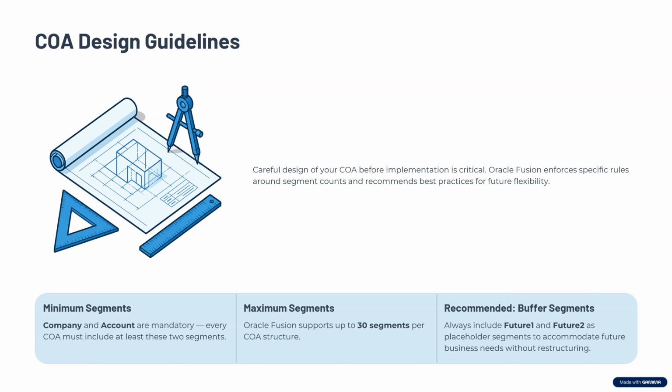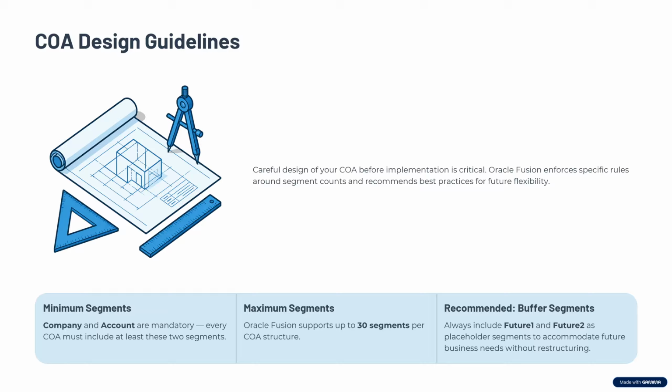How will the COA design be decided? Previously we discussed the segments, meaning how many segments we need to create in an organization. The COA design guidelines are generally decided by the architect of the company or the solution architect, or as consultants we also work together and decide how many segments are required and how many legal entities are required. This is the COA design. We need to understand it very carefully.